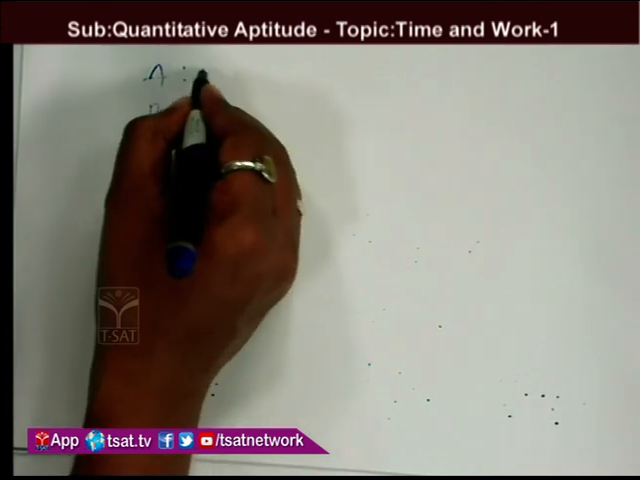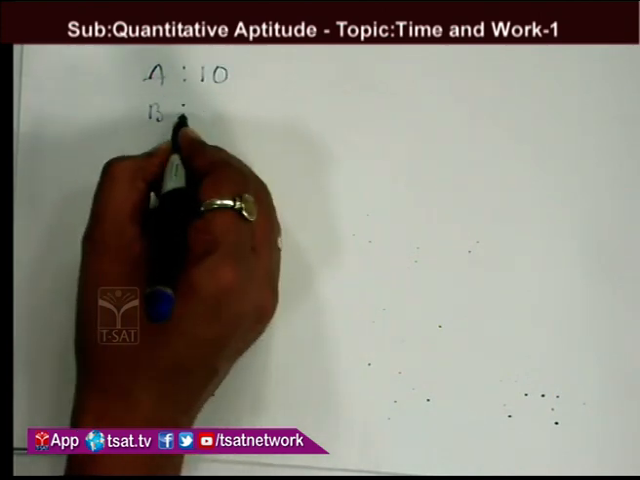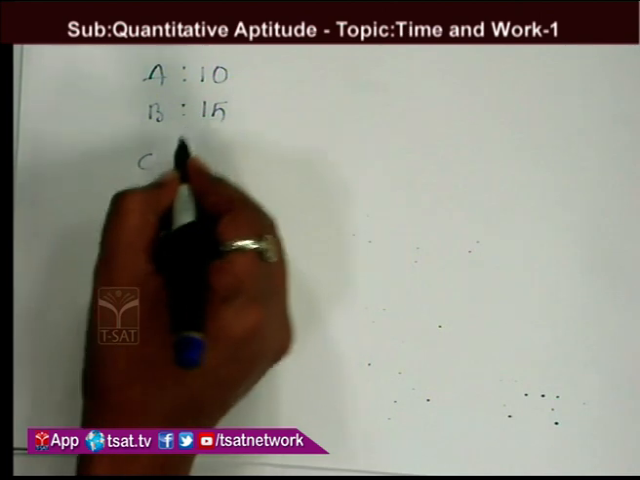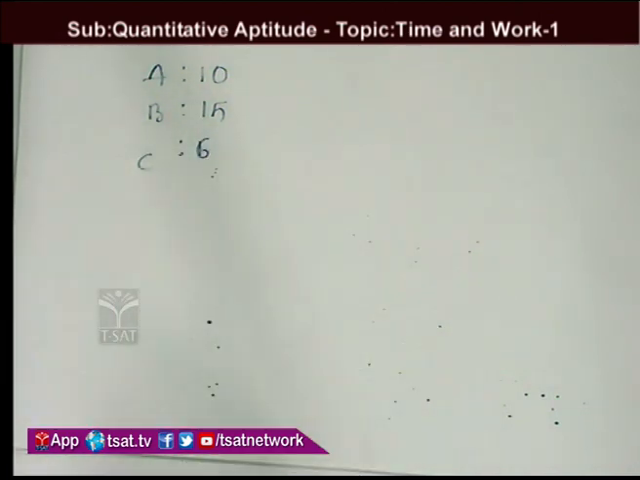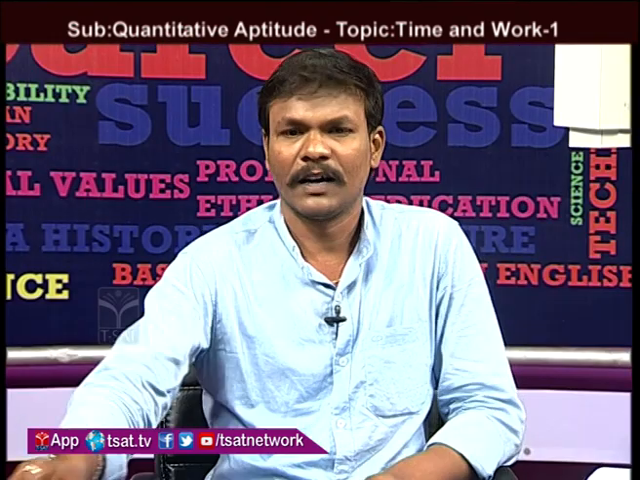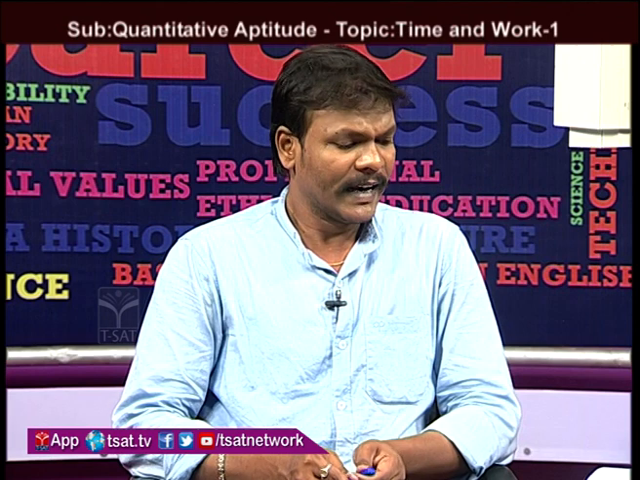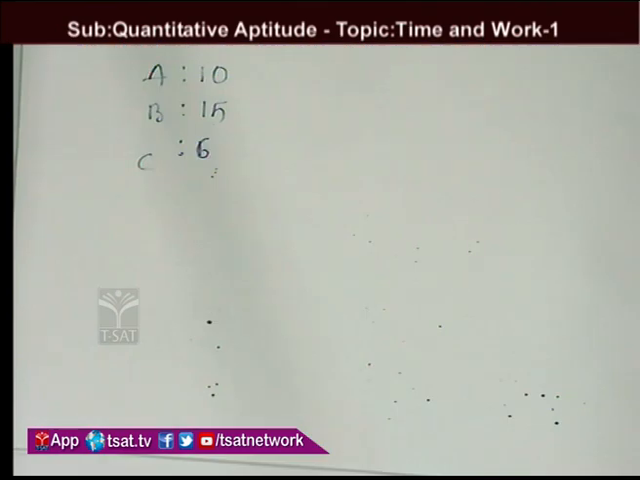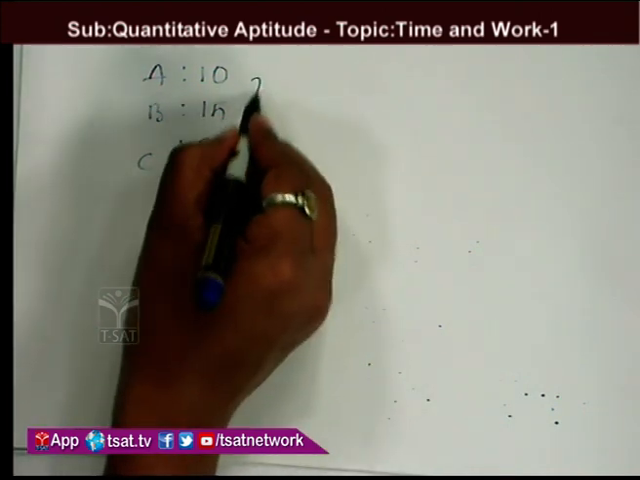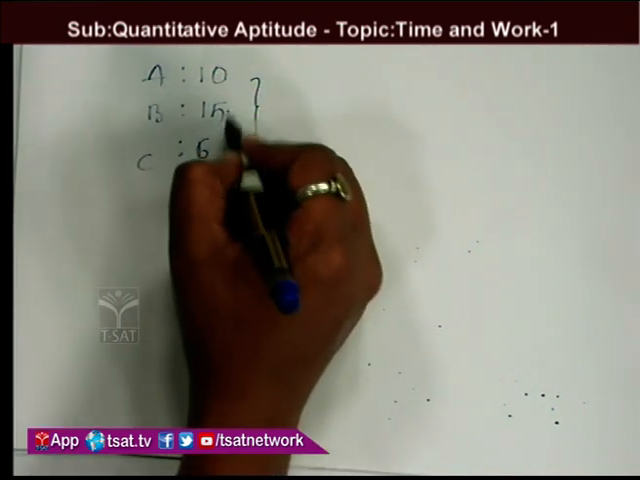If A can complete the work in 10 days, B can complete the work in 15 days, and C can complete the work in 6 days, in how many days will the work be completed? For example, this is the problem. In this problem, how many are working? A and B and C are working. So, when A, B and C are working, we take the LCM of the 3 values.